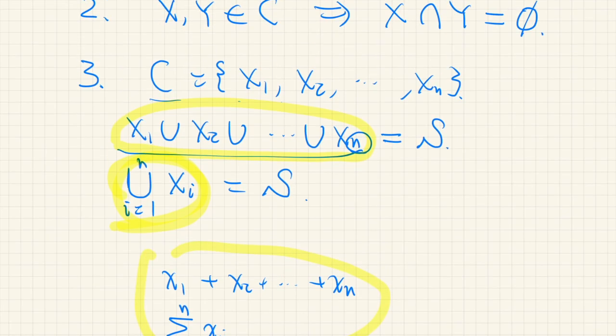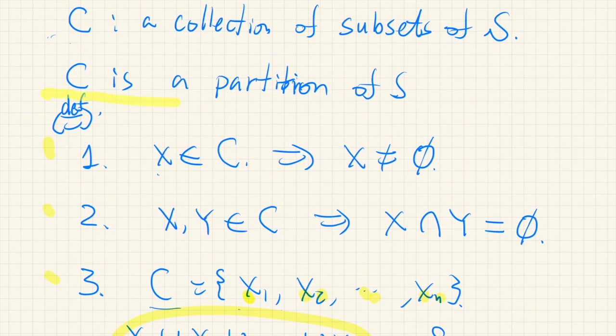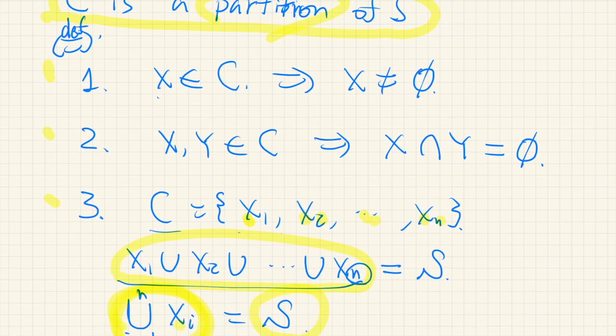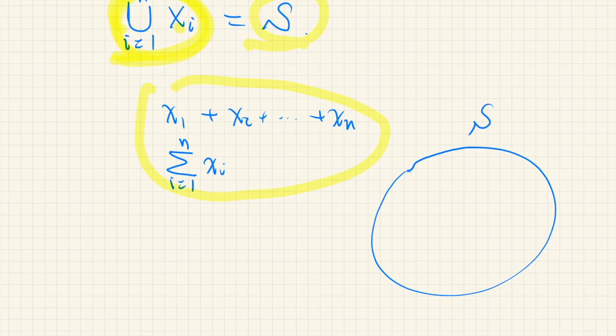So the union of all elements of C. Each of these elements is a subset of S. So if we take the union, then the result is the set S itself. So if these three conditions are satisfied, we say C is a partition of S. So why do we call it a partition? If we have a set S, then we partition this set into a collection of subsets, right?